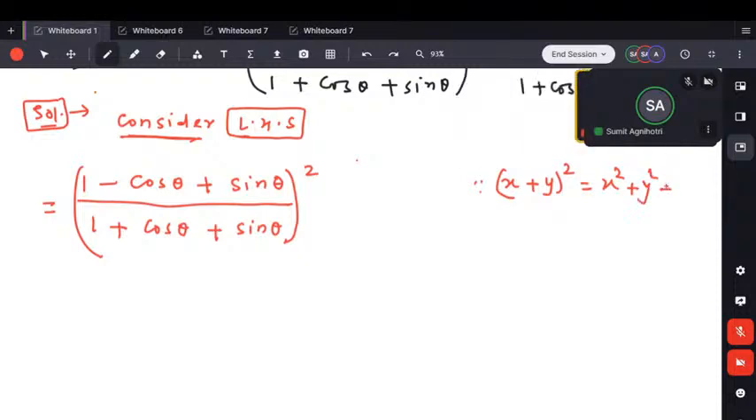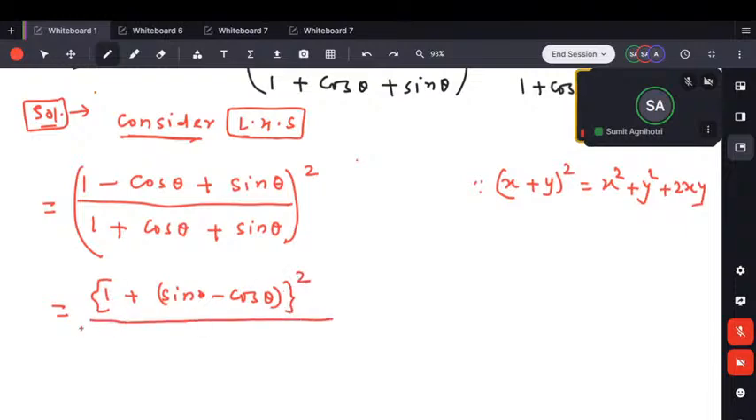And the question arises how to use it, because there are 3 terms. If there are 3 terms, you can deal with it in this way. 1 plus, you can consider sin theta minus cos theta as y and 1 as x, and it is going to be the first identity, x plus y whole square. Similarly, in the denominator you can write it as 1 plus sin theta plus cos theta.